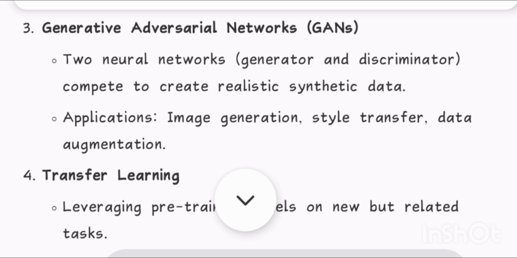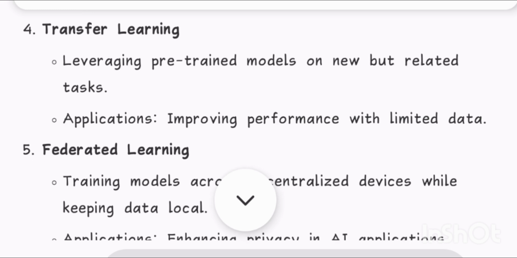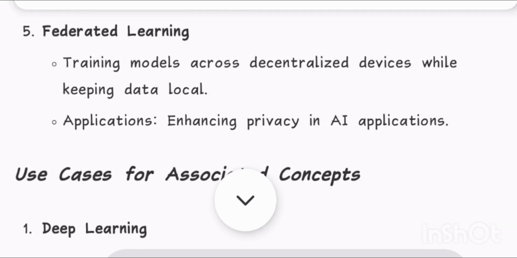3. Generative adversarial networks, GANs. Two neural networks, generator and discriminator, compete to create realistic synthetic data. Applications: image generation, style transfer, data augmentation. 4. Transfer learning, leveraging pre-trained models on new but related tasks. Applications: improving performance with limited data. 5. Federated learning, training models across decentralized devices while keeping data local. Applications: enhancing privacy in AI applications.